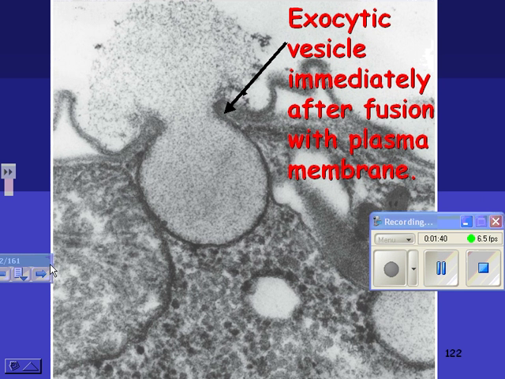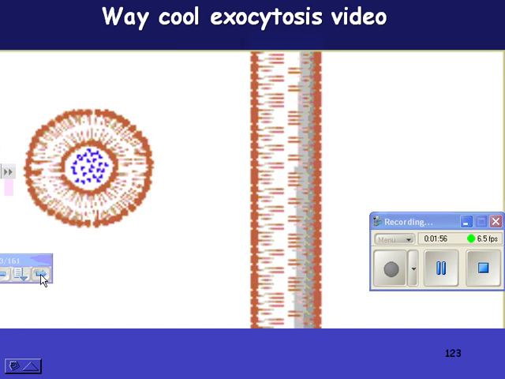Here's an electron micrograph that shows exocytosis happening right after fusion with the plasma membrane. So here's the plasma membrane. Now this is part of the plasma membrane, but a second ago it was part of a vesicle. And here's a bunch of stuff being sent out of the cell. So here's a way cool exocytosis video.